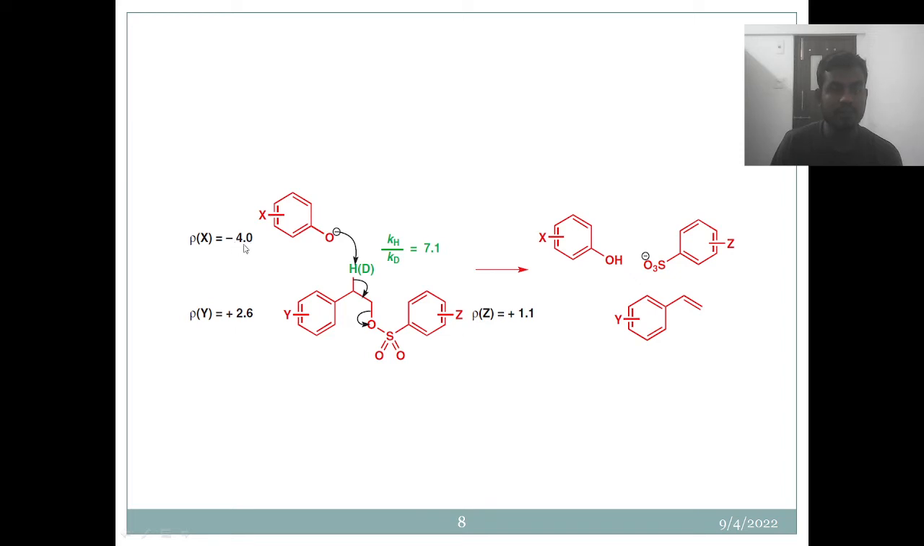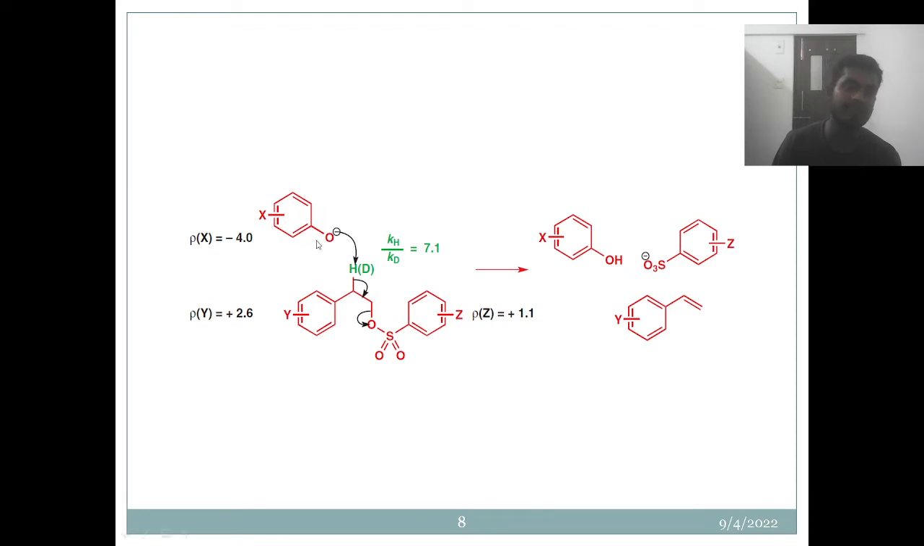So this rho value of minus 4 is relatively high compared to the other values. We can say that it has a very high impact of this substituent. Like if it is NH2, it will be faster. If it is like OMe, it will be faster. Remember, we are talking about meta and para, not ortho, because Hammett applies only for meta and para. So these have a higher sensitivity.